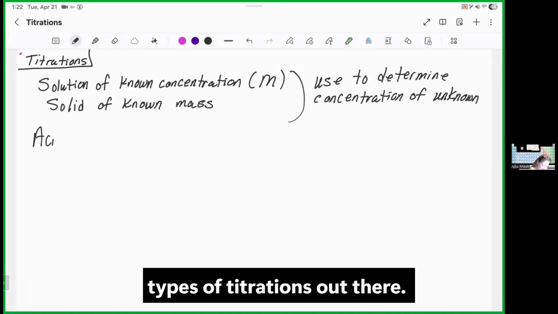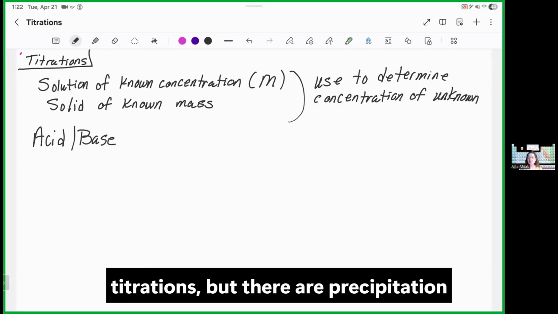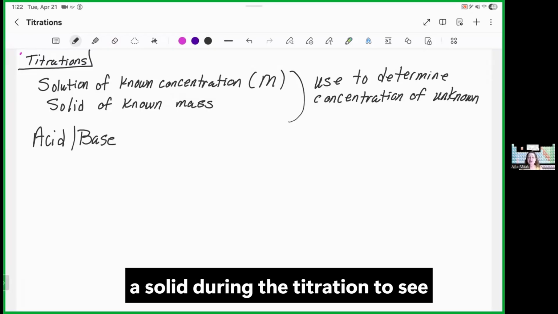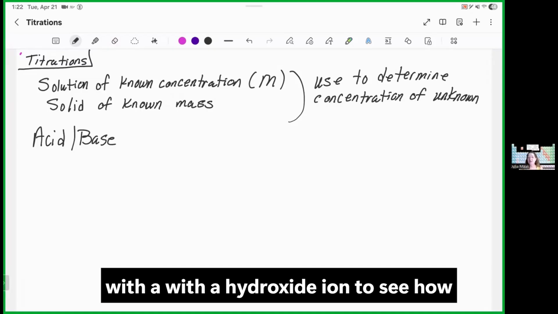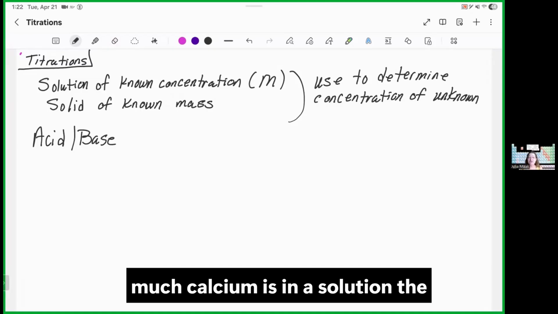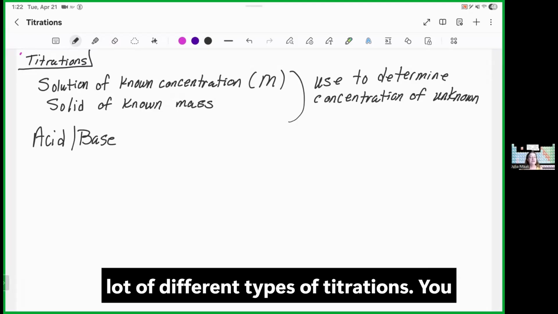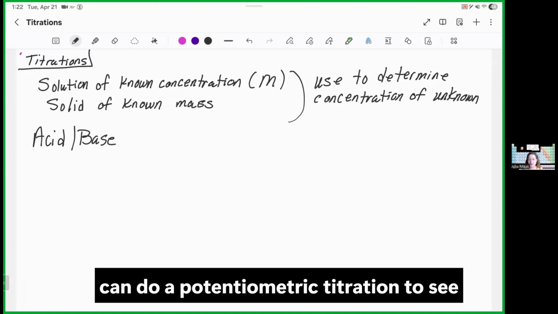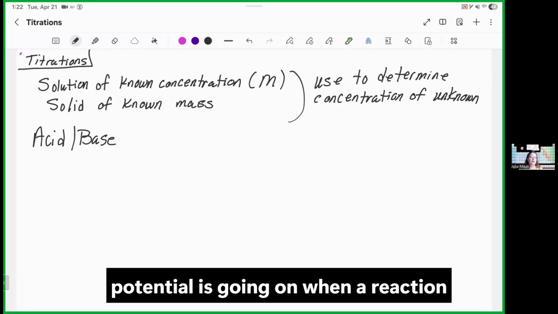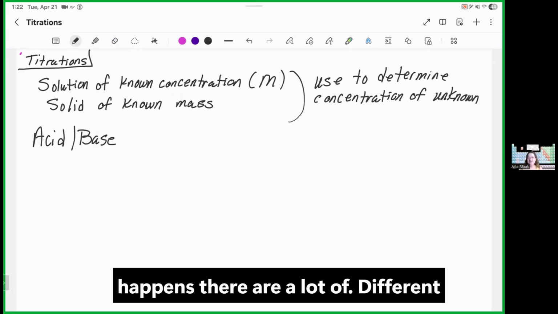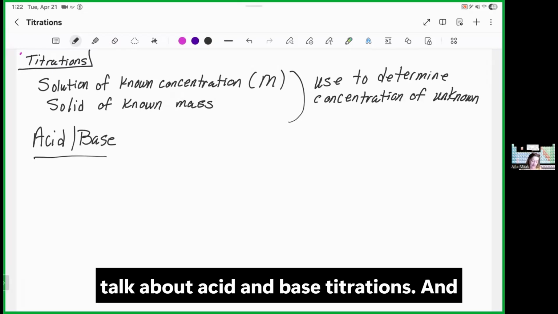Today, we're going to talk about acid-base titrations, but there are precipitation titrations where you're precipitating out a solid during the titration, like maybe precipitating out calcium with a hydroxide ion to see how much calcium is in a solution, the concentration of calcium. You can also do a potentiometric titration to see how much electrode potential is going on when a reaction happens. There are a lot of different types of titrations. Today we're going to talk about acid and base titrations.